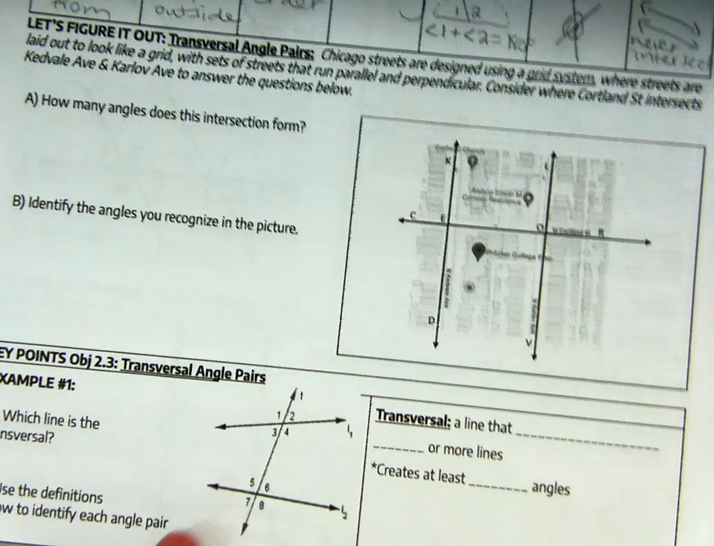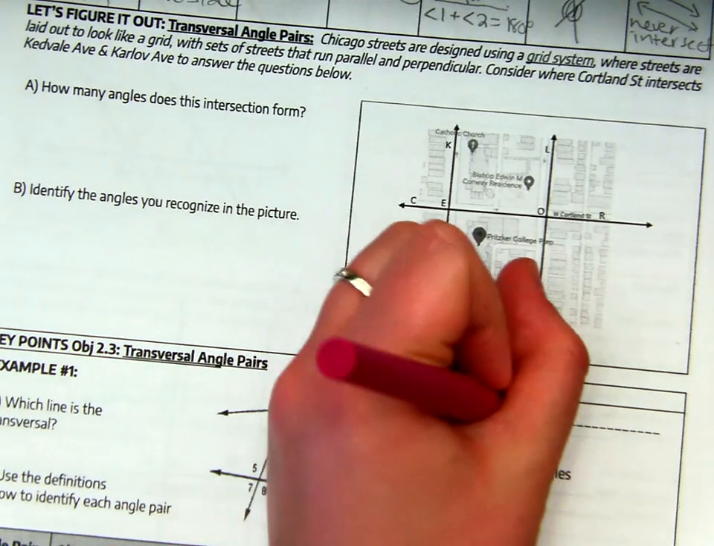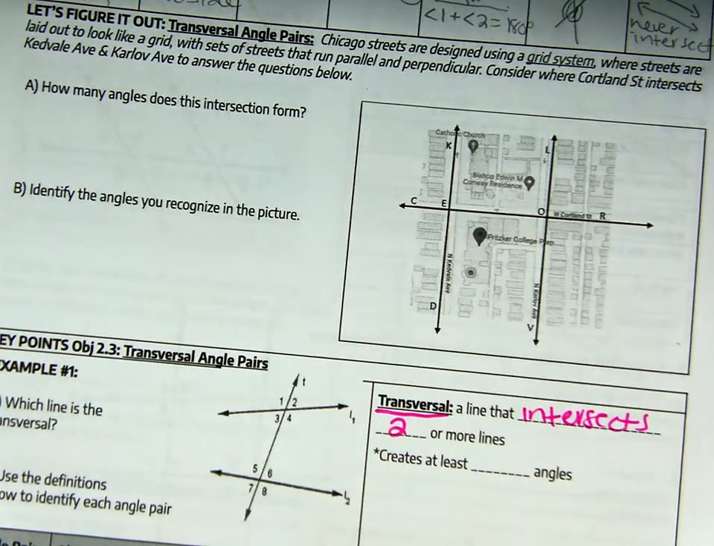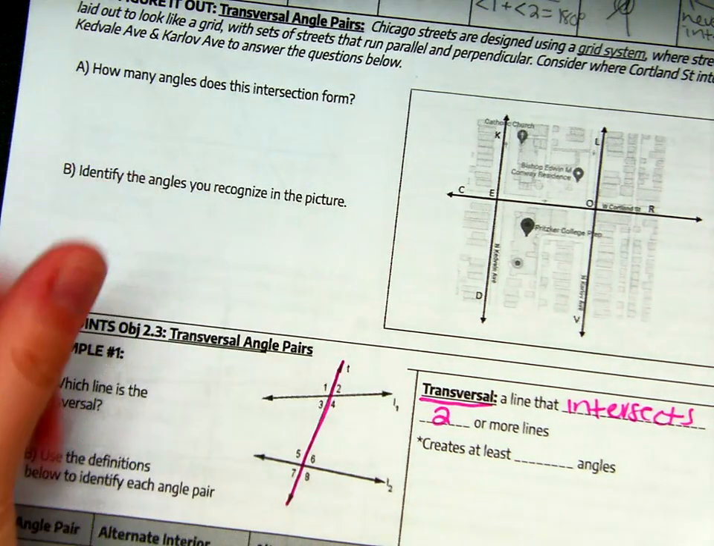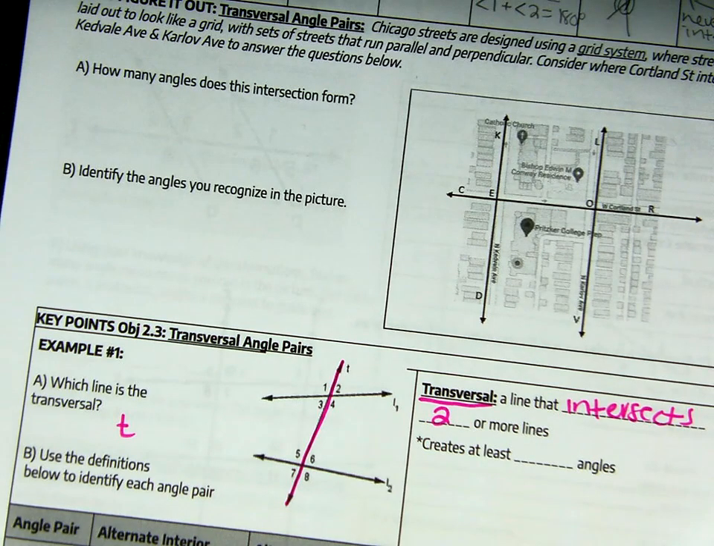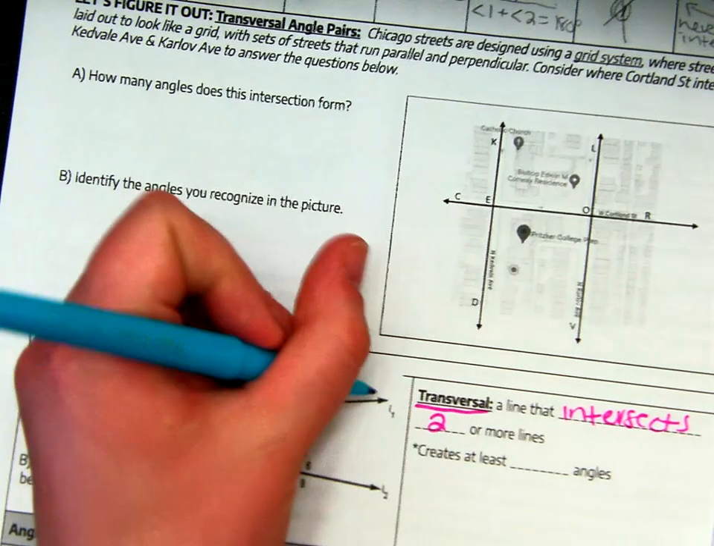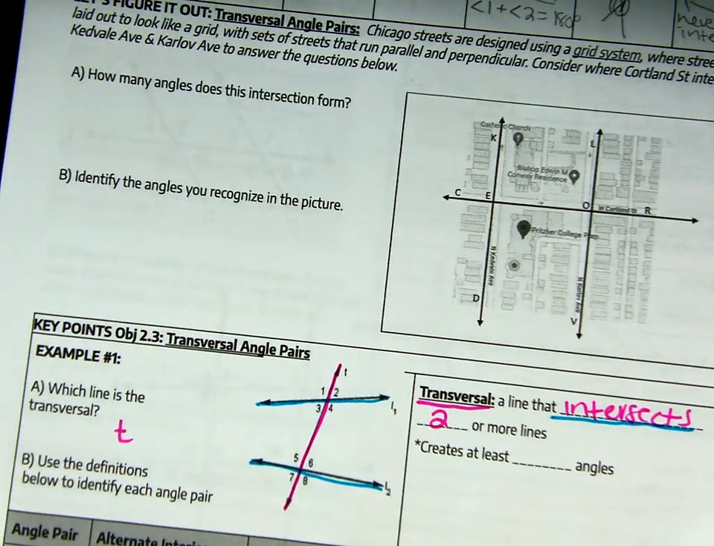Now because we have a line and two lines, we call that a transversal. A transversal is a line that intersects two or more lines. So in this picture, label it as T. You can call it something other than T, but this line is intersecting line L1 and line L2. It's intersecting those two lines, and that's called a transversal.